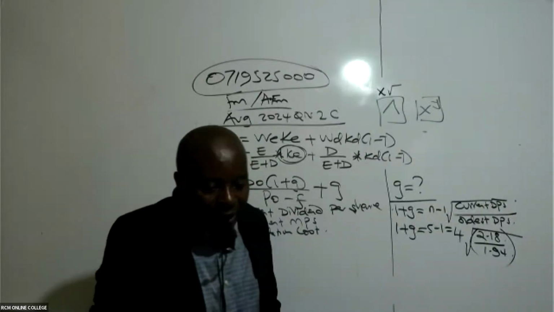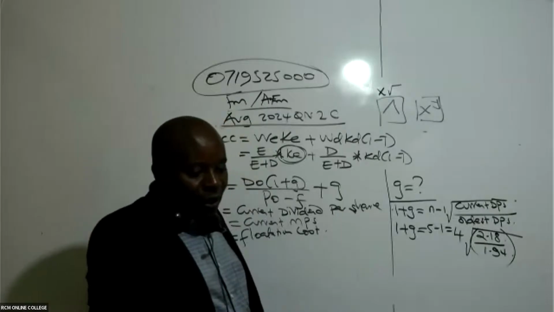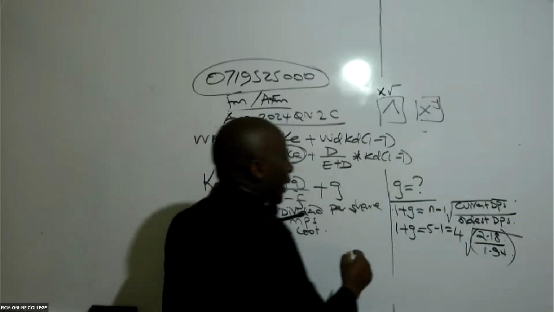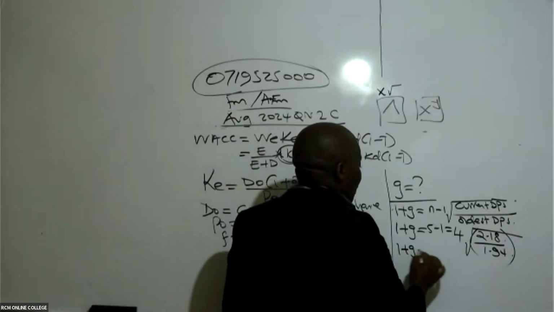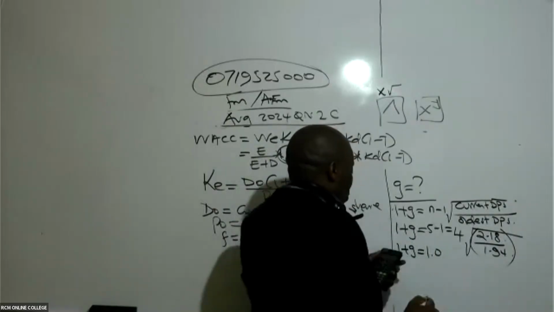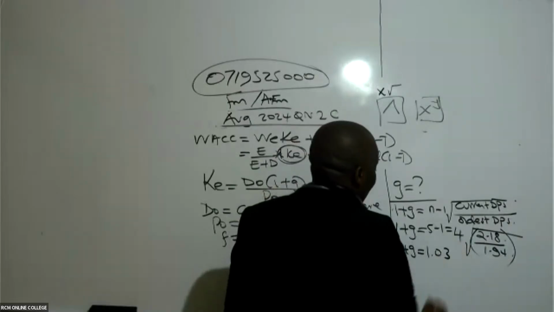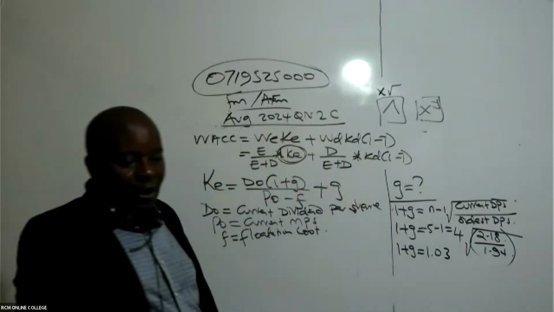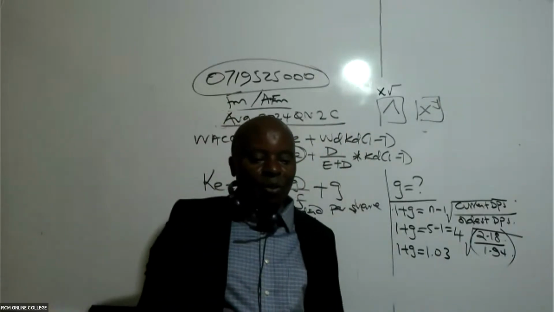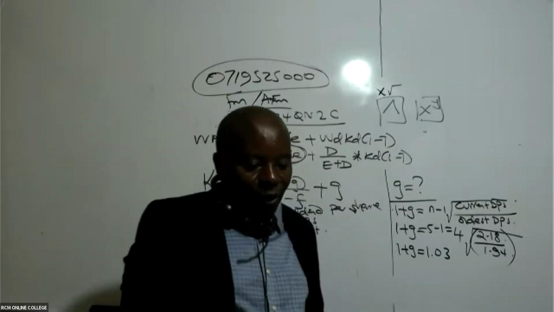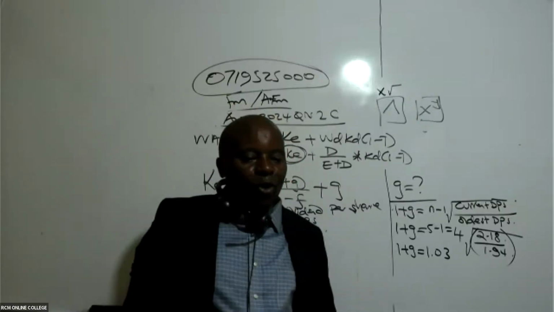What are we able to get there, apart from BR? What are we able to get here, my friends? I can see somebody who is getting 1 plus g equals 1.02929. That's 1.03. Is there somebody who is able to get that 1.03? Please talk to me this morning. How do you get this?